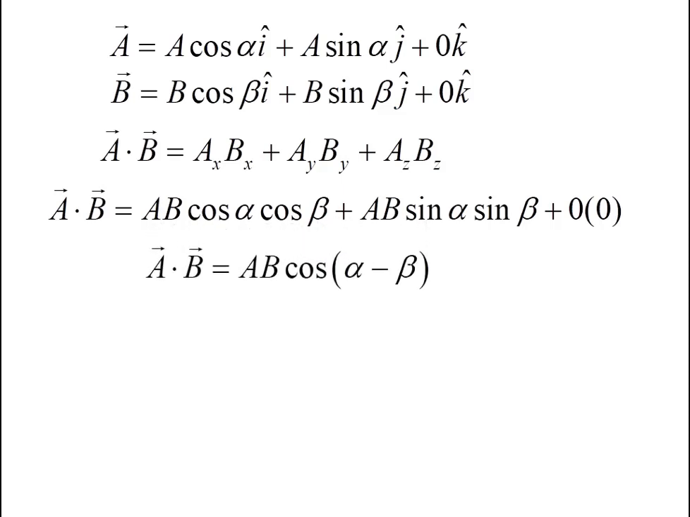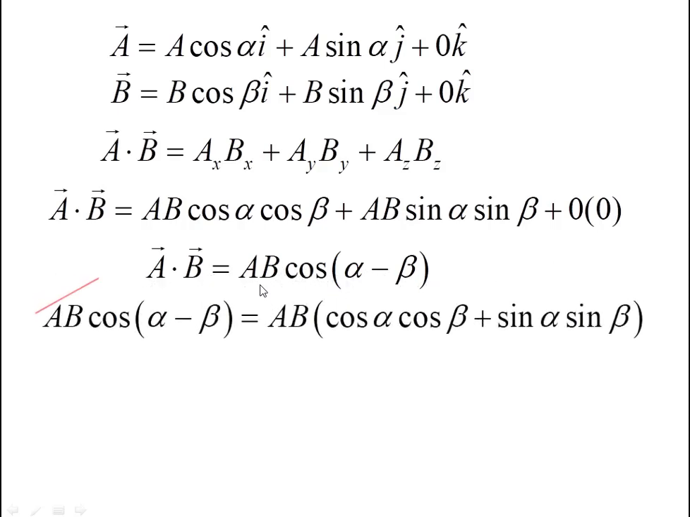From the very basic definition of the dot product of any two vectors, we also have that A dot B is equal to the magnitude of A times the magnitude of B times the cosine of the angle between the two vectors, which in this case is alpha minus beta. So for the dot product, we have two formulas. One is based on AxBx plus AyBy plus AzBz, and the other is the very standard definition of the dot product itself: the product of the magnitudes of the two vectors times the cosine of the angle between the two.